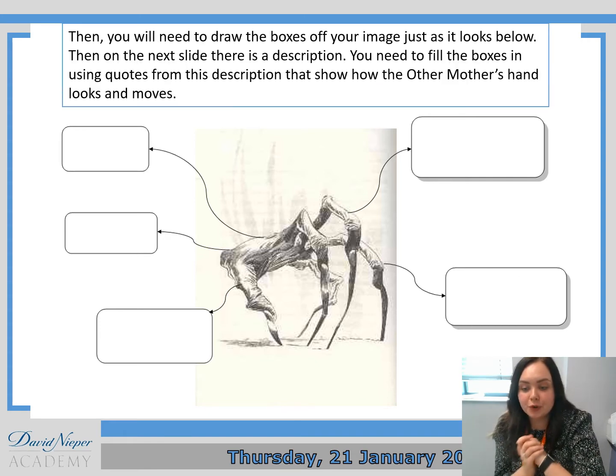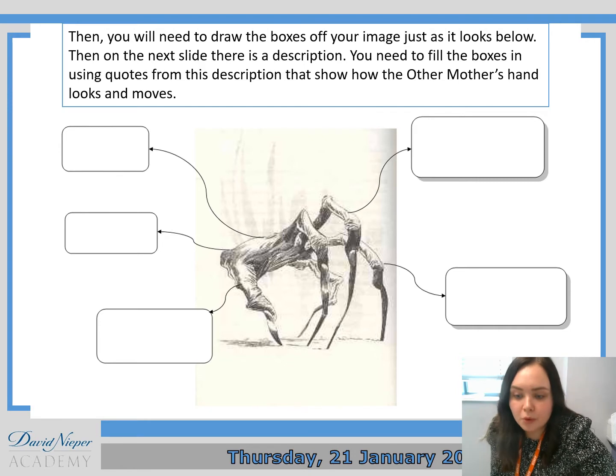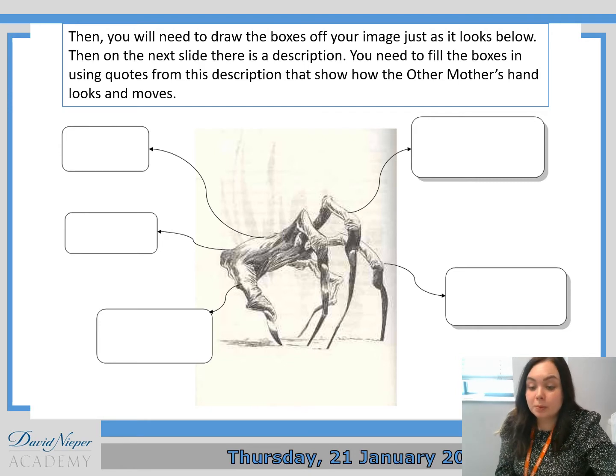So once you've drawn your picture of the other mother's hands, you're going to need to put some boxes around it just like these that are on my screen. And then on the next slide, you're going to read through the description of Coraline's other mother, okay? And what I want you to do is pick out quotations that describe the hand, okay? And each one of those quotations is going to go in a different one of your boxes here. So by the end of today's lesson, I should have a picture of the other mother's hands and I should have some quotations from the text that's on the next slide that tell me how it's described in the text.